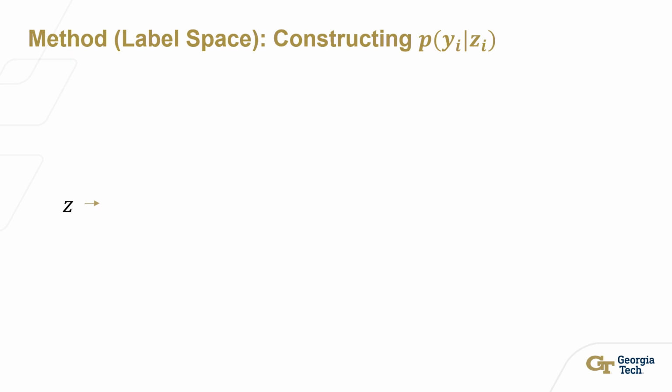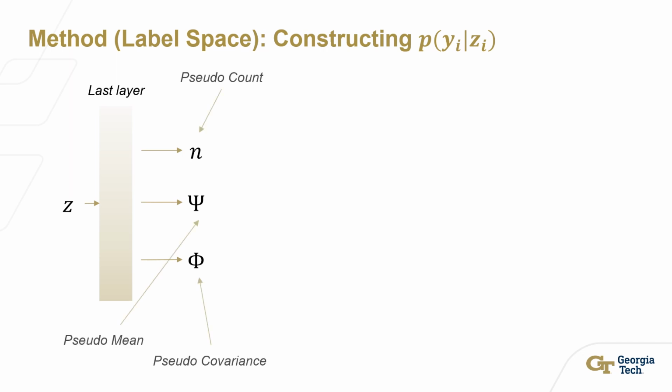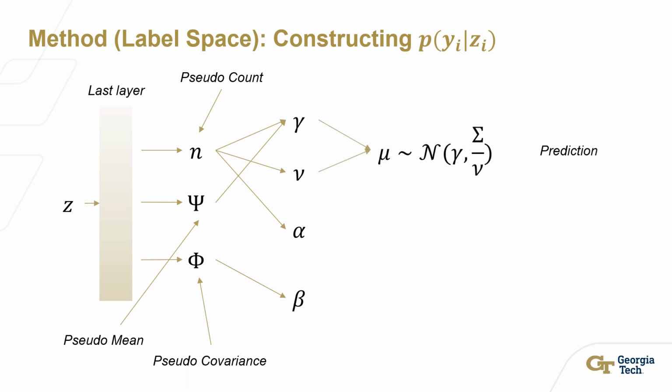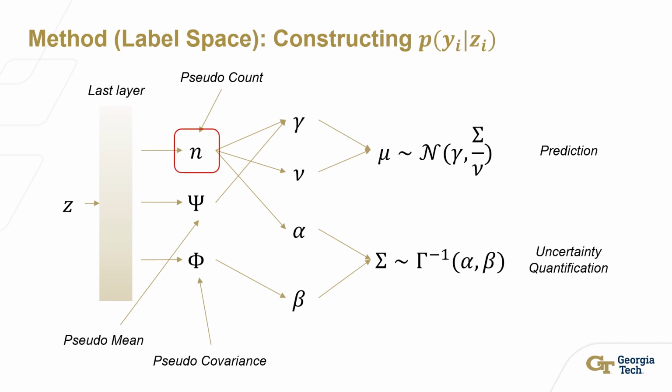Now, given the reweighted latent feature we have, we generate the pseudo-count, pseudo-mean, and pseudo-covariance. Next, based on these pseudo-parameters, we are able to calculate the posterior parameters of the normal inverse gamma distribution. In the end, we can further obtain the mean and the covariance of our results, where mu is the prediction and sigma is the uncertainty quantification. And note that the pseudo-count here will be reweighted similarly as we did in the feature space to increase the confidence for the model prediction.